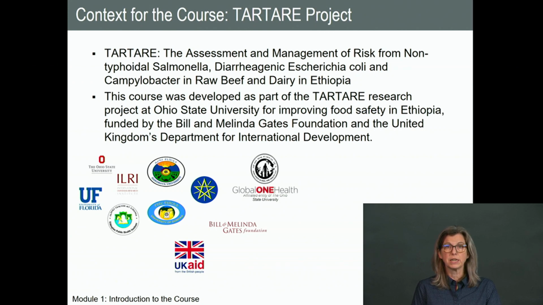It's a project based in Ethiopia and funded by the Bill and Melinda Gates Foundation and also the United Kingdom's Department for International Development. This project is based in Ethiopia and is meant fundamentally to help build a risk-based decision-making system for food safety in Ethiopia. So our particular project is the assessment and management of risk from non-typhoidal salmonella, diarrheogenic Escherichia coli, and Campylobacter in raw beef and dairy in Ethiopia.